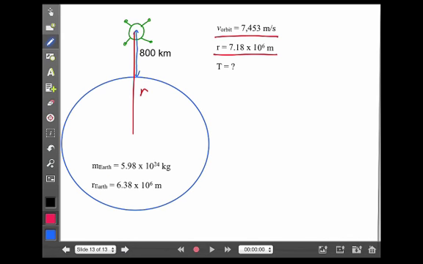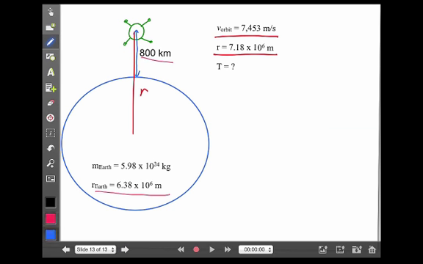So let's look at an example. What we've got here is an example we did back when we were talking about planetary motion and orbital velocity, and that was a satellite orbiting 800 kilometers above the surface of the Earth. Two things we had established. One is that the actual distance r was 7.18 times 10 to the 6 meters, because we had to take the radius of the Earth and add on to it 800,000 meters. Then when we calculated orbital velocity, we found it had a speed of about 7,453 meters per second.